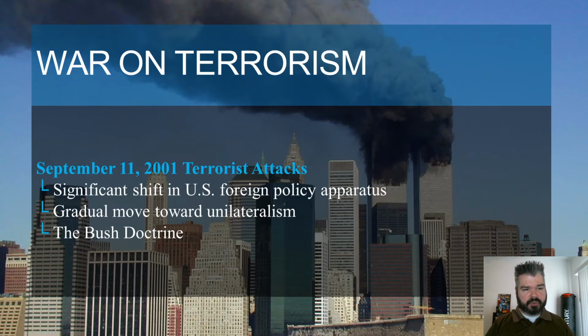We saw a gradual move towards unilateralism. That is, if we can't build a coalition, if we can't convince other people to help us out, we're just going to do it on our own because we see the benefit in that. That this is a threat that even if it's not perceived by other people, we're still going to act on our own. And then we saw the development of the Bush Doctrine, this idea of preemptive striking. We're going to strike them before they attack us, right?